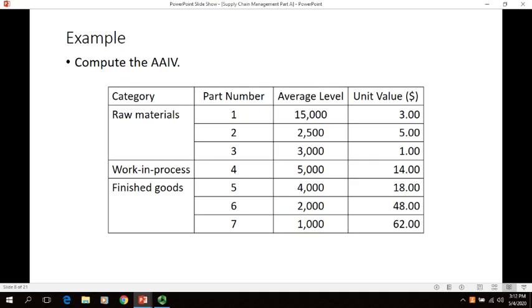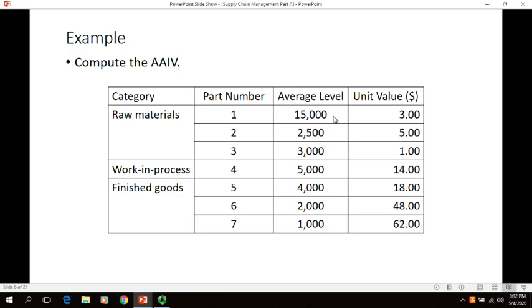Let's say that there are 7 types of parts in a factory. The first 3 parts are raw materials. Part number 4 is work in process. The last 3 parts are finished products. And we know the average inventory level of each part, and we know the unit value, how much you have to invest to produce each unit. And we need to compute AAIV, right?